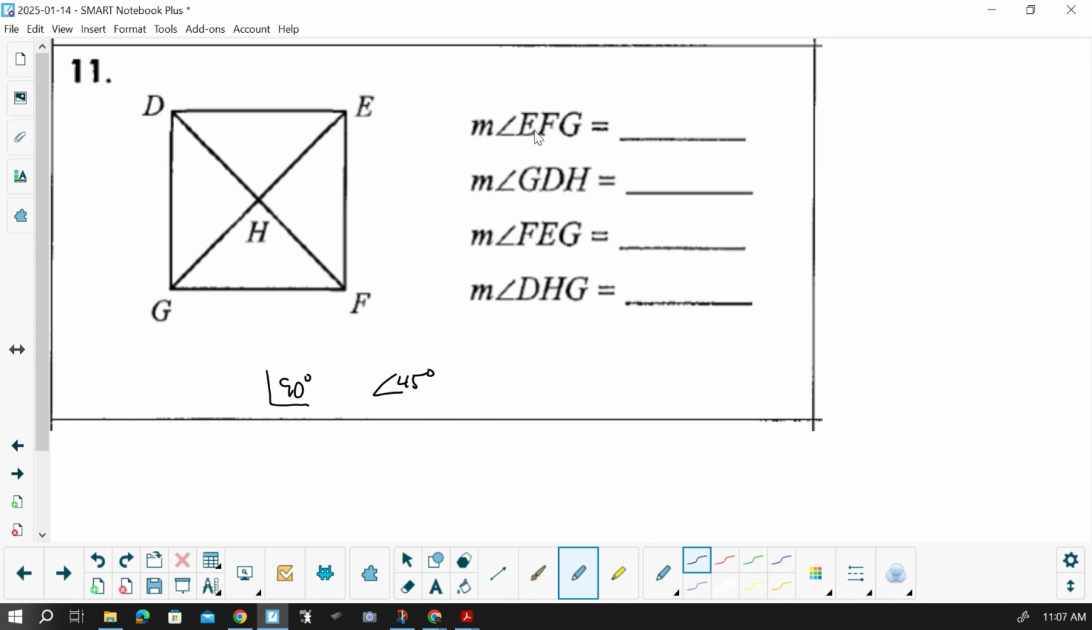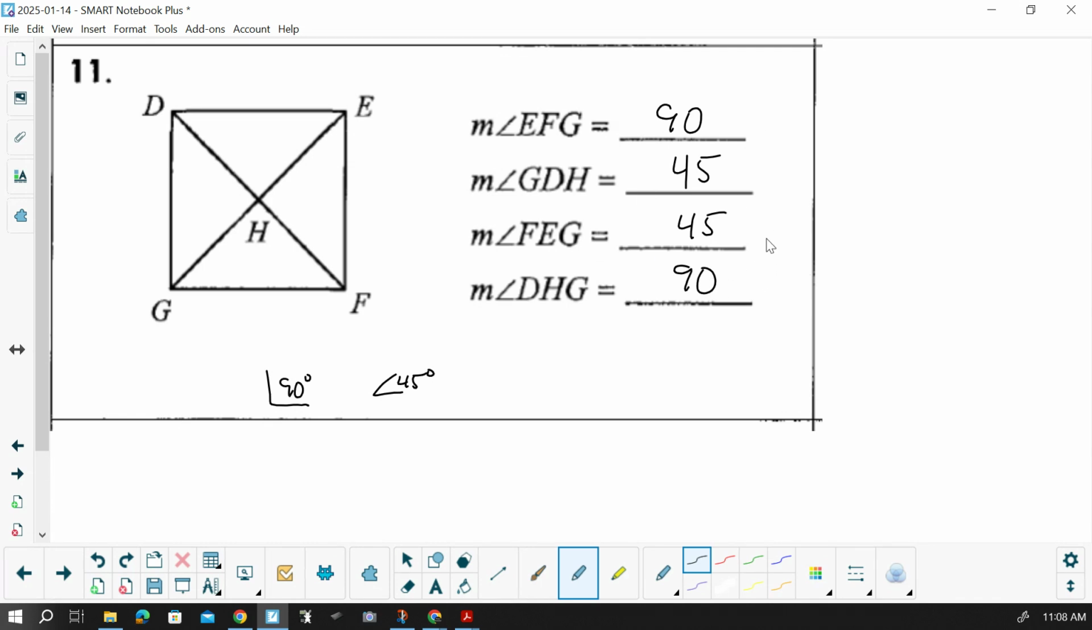So let's look at these angles here. EFG. Notice that's a big corner one, right? So that'd be 90. GDH. That's this one right here, 45. FEG. That's this one right here, 45. And DHG. That's right there, 90.